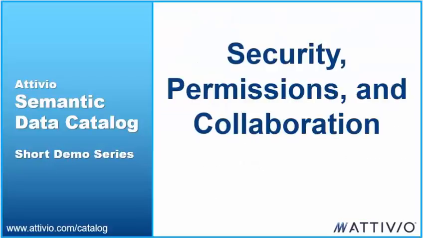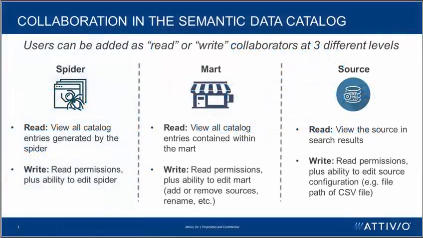In this video, we're going to talk about security, data access, and collaboration within Attivio's semantic data catalog. Within the catalog, there's a concept of a collaborator who can be added at 3 different levels and given read or write permission. A collaborator can be added to spiders, marts, or individual sources within the catalog. At each level, you can specify if that collaborator should have read or write permission, saying whether they should be able to view or edit that given item.